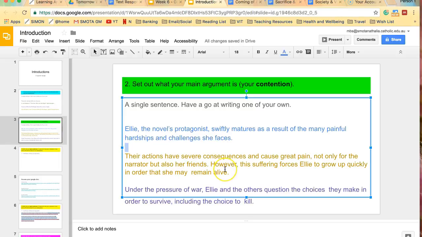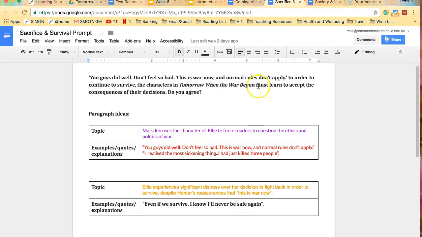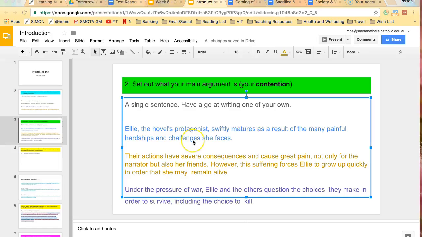If you are answering the second prompt about sacrifice and survival, then you need to link it back to what that prompt is asking you, which is saying, in order to continue to survive, the characters of Tomorrow When the War Began must learn to accept the consequences of their decision. Do you agree? So you need to say to what extent you agree that the characters in the novel, so it might be Ellie, it might be Robin, it might be Homer, or Corey even, do they accept the consequences of the decisions they have to make?